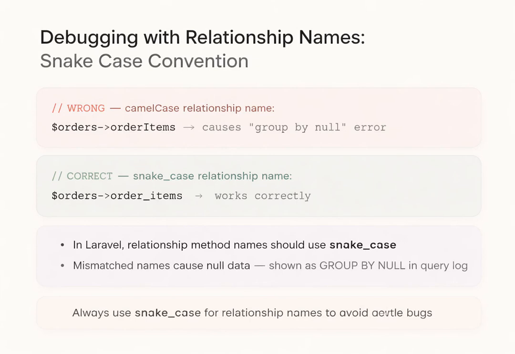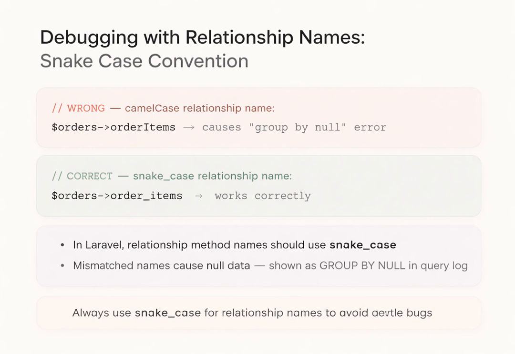Here's a really useful debugging insight. When the order history page was first loaded, there was a group by null error appearing in the query log. This is a telltale sign that a relationship is returning null, meaning the relationship name doesn't match what's defined in the model. The issue was that the relationship was being called using camel case, orderItems, but the actual relationship method in the model was defined using snake case, order_items.